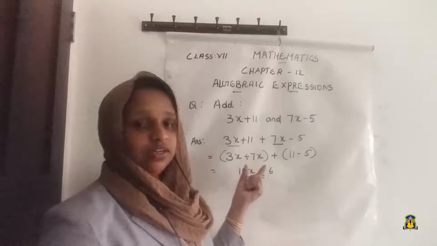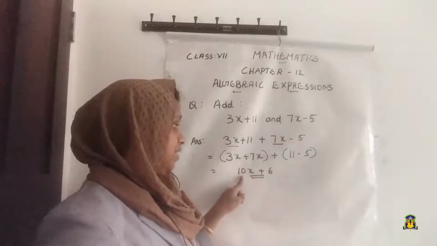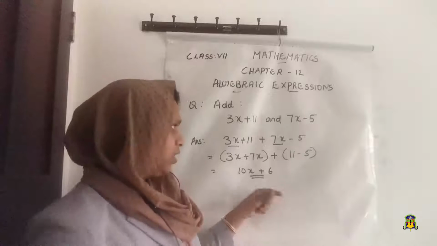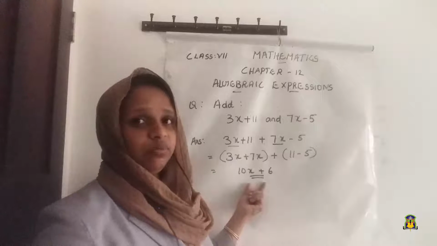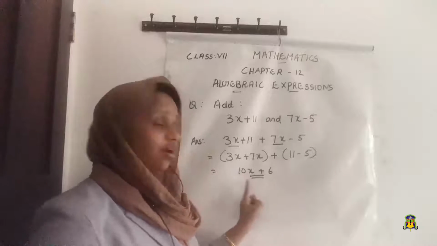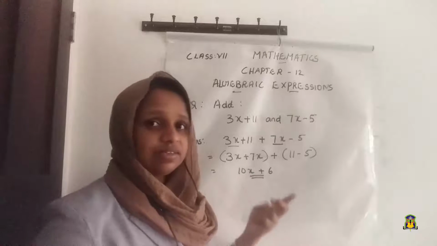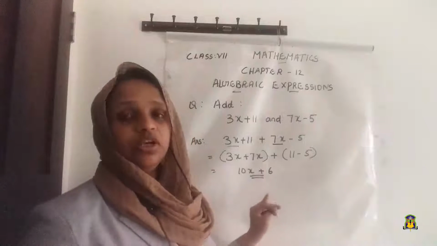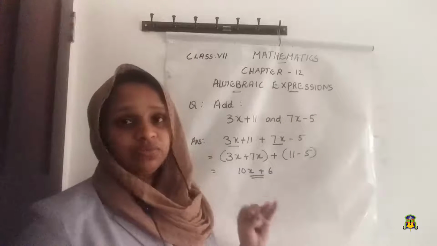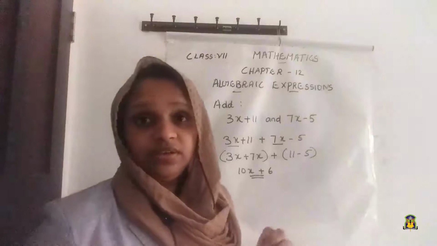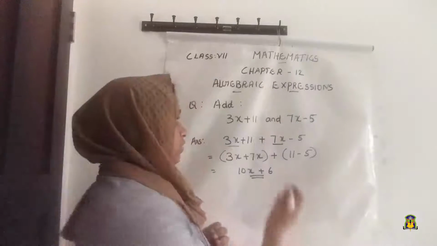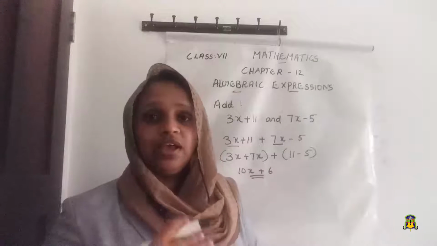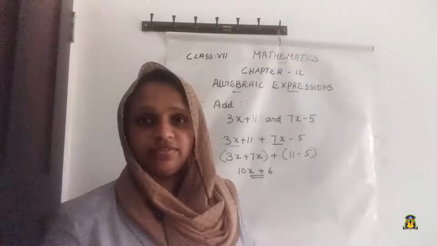Then we can add. See this, 3x plus 7x is 10x, plus 11 minus 5, it is 6. Here again we can't add, because both are unlike terms. 10x and 6 are unlike terms now, so again we can't add. So we can stop here. So this is our final answer. This way we are adding two algebraic expressions. First we club the like terms, and then we can add or subtract. Got it?